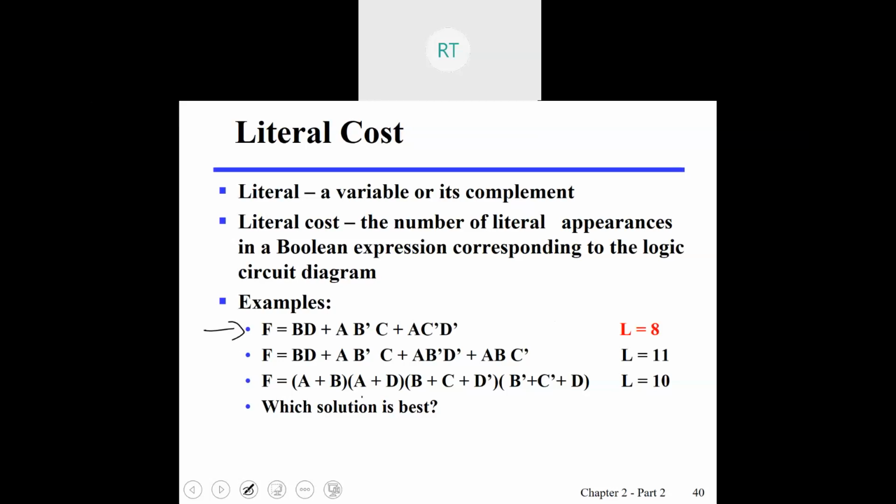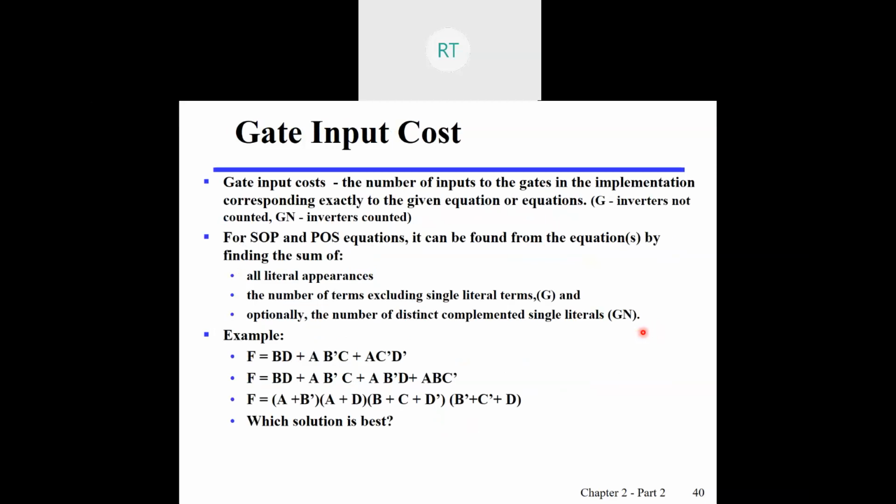Let me count it with you. We counted 1, 2, 3, 4, 5, 6, 7, 8. You simply count the variables. Okay, that's the 8. And here, 1, 2, 3, 4, 5, 6, 7, 8, 9, 10, 11, and so on. Which is the best solution? Of course, the number with the minimum literals. Okay, clear?